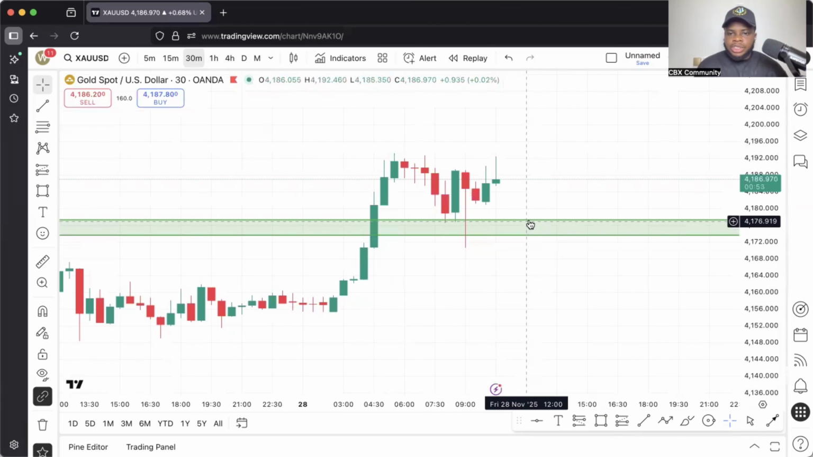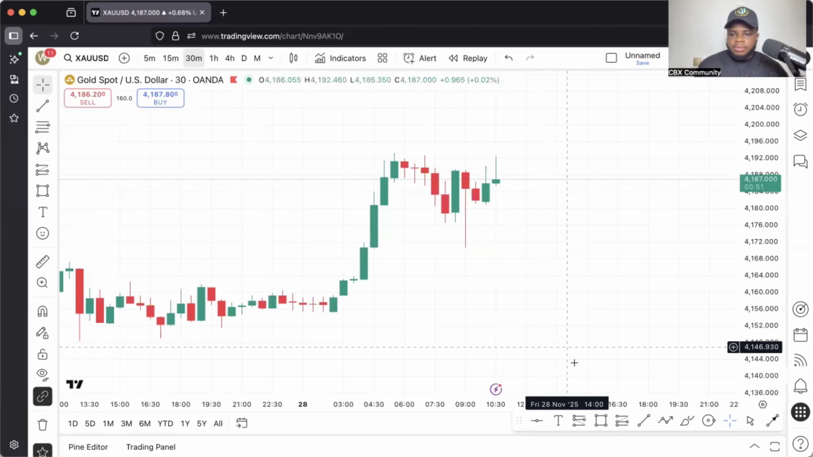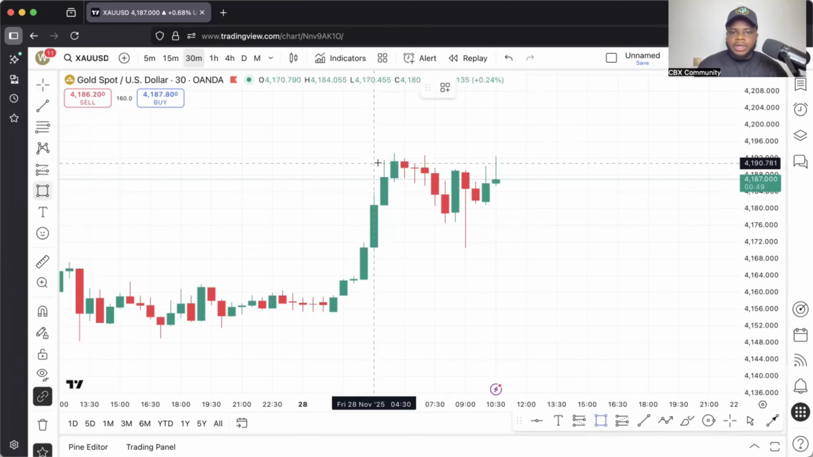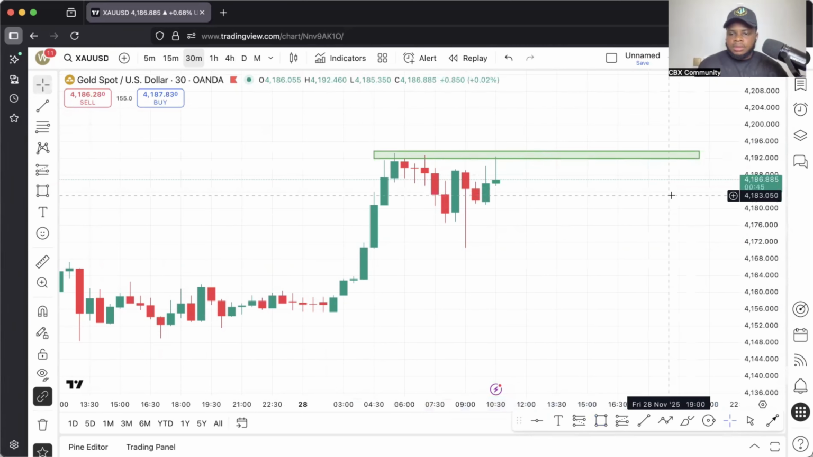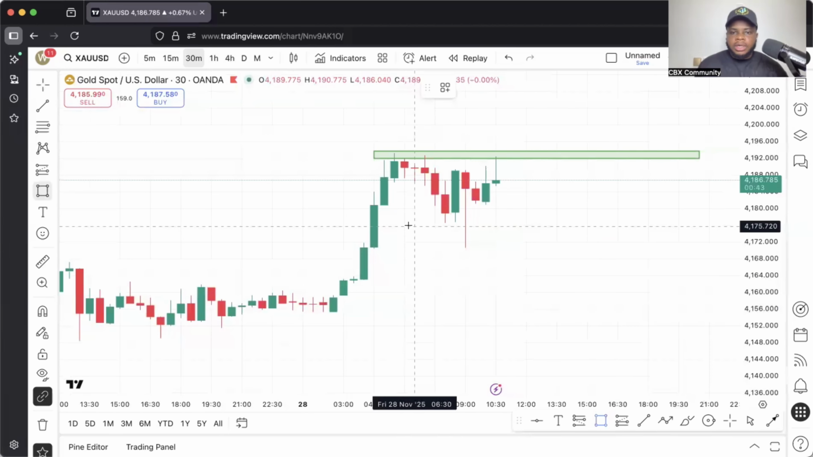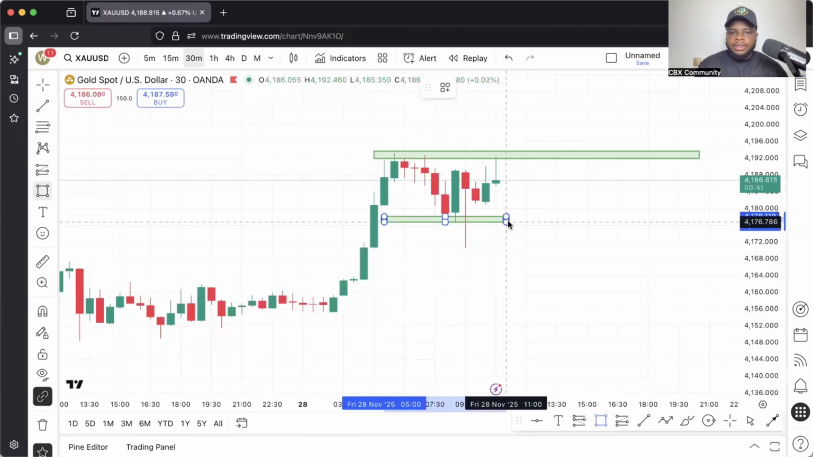So that means we need to remove this. Then we need to put our recent resistance here, by which we'll put our support zone here.